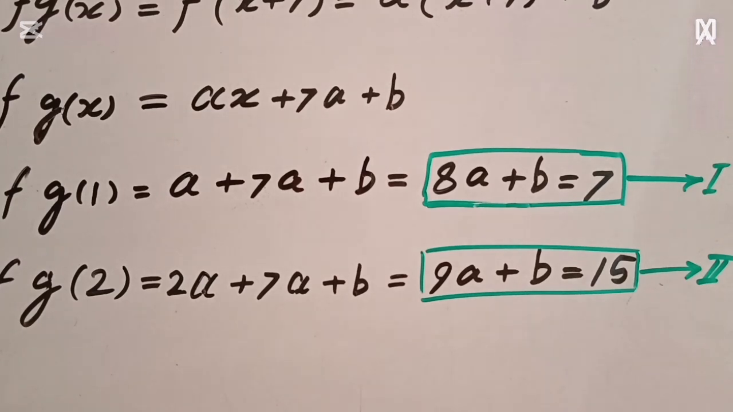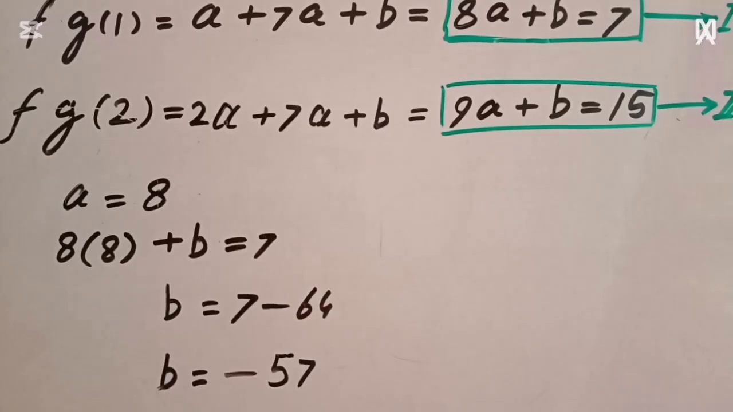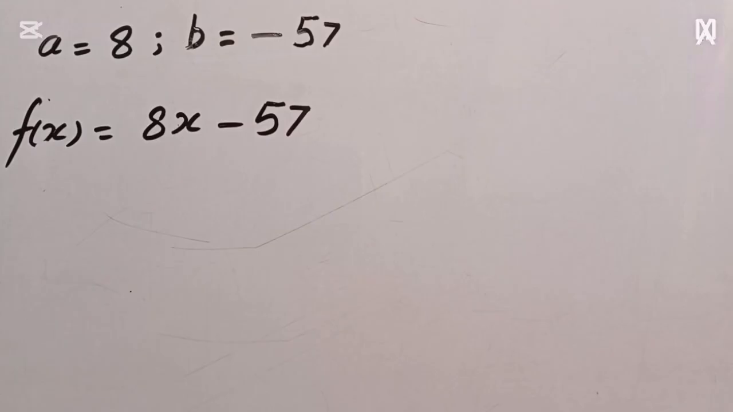Subtracting one equation from the other one, a = 8. Now putting this value of a in equation number 1, we will find the value of b, which is minus 57. After using the values of a and b, f(x) is equal to 8x minus 57.